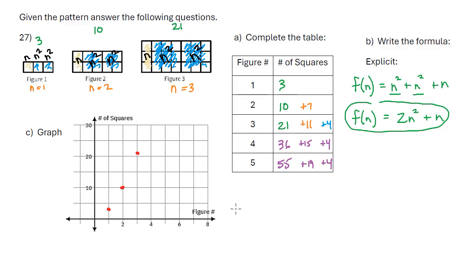So there's our graph. In class, since this is a pattern, it doesn't mean that it is continuous. We're going to treat it as discrete. Every one of these figure numbers has a specific number of squares, and there's nothing in between. There's no figure 1.5 or 2.7. So this is a discrete function. Your graph is done.